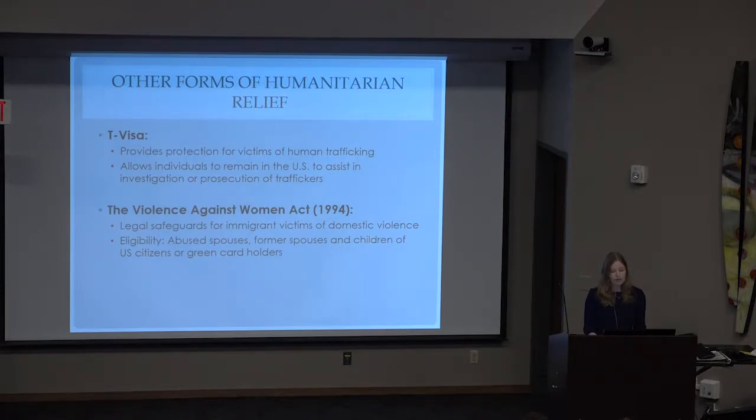And then there's also the Violence Against Women Act. This was introduced by then Senator Joe Biden and signed into law in 1994. The law provides legal safeguards for immigrant victims of domestic violence. And the law basically acknowledges that domestic violence is a public health policy and human rights concern, and it created a pathway for battered immigrants to obtain legal status without dependency on their abusive partners.